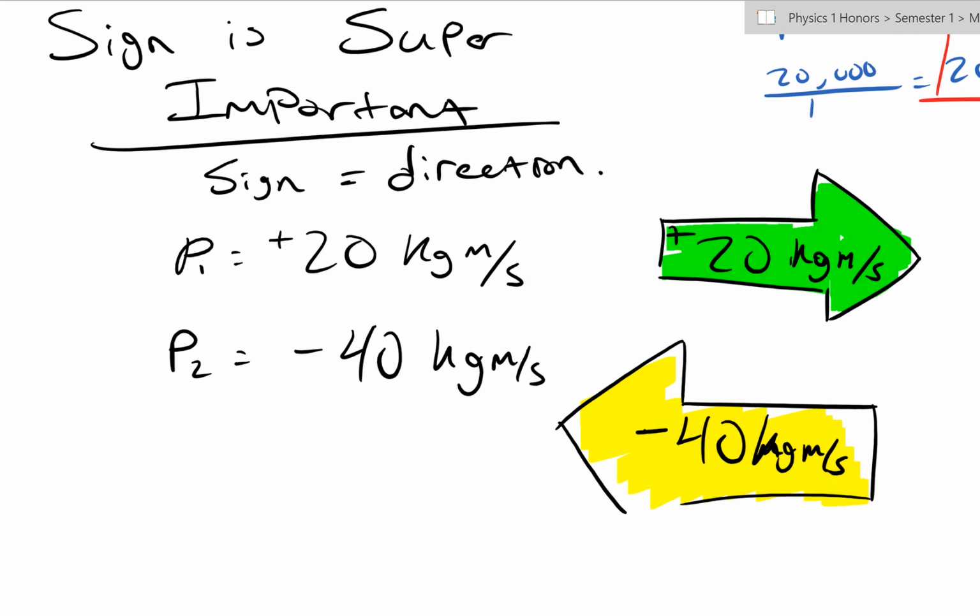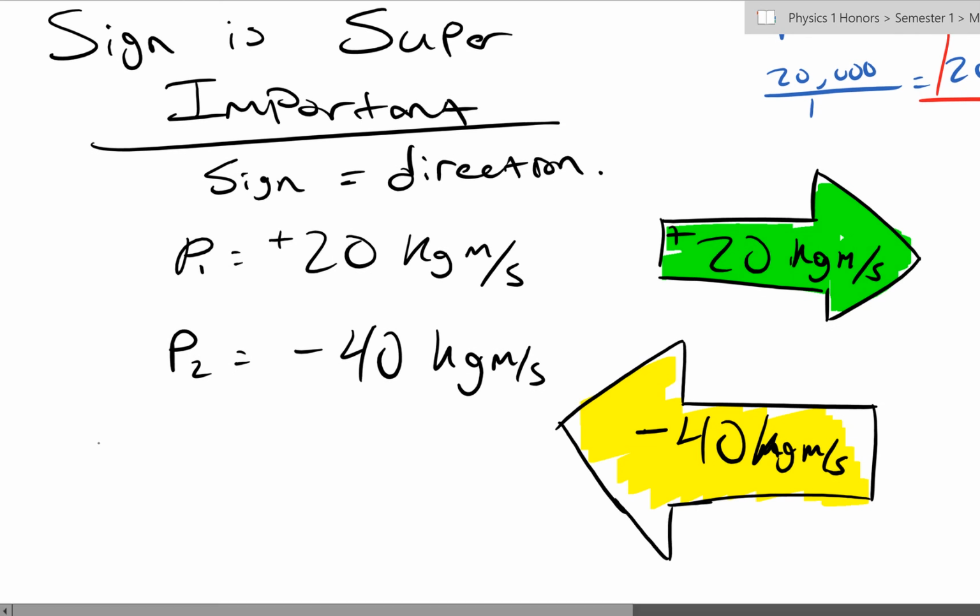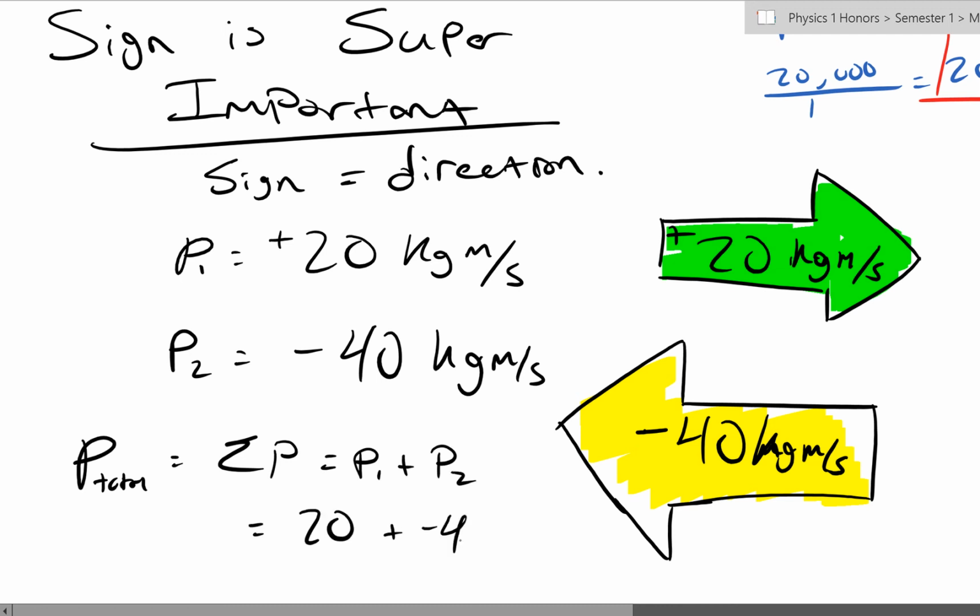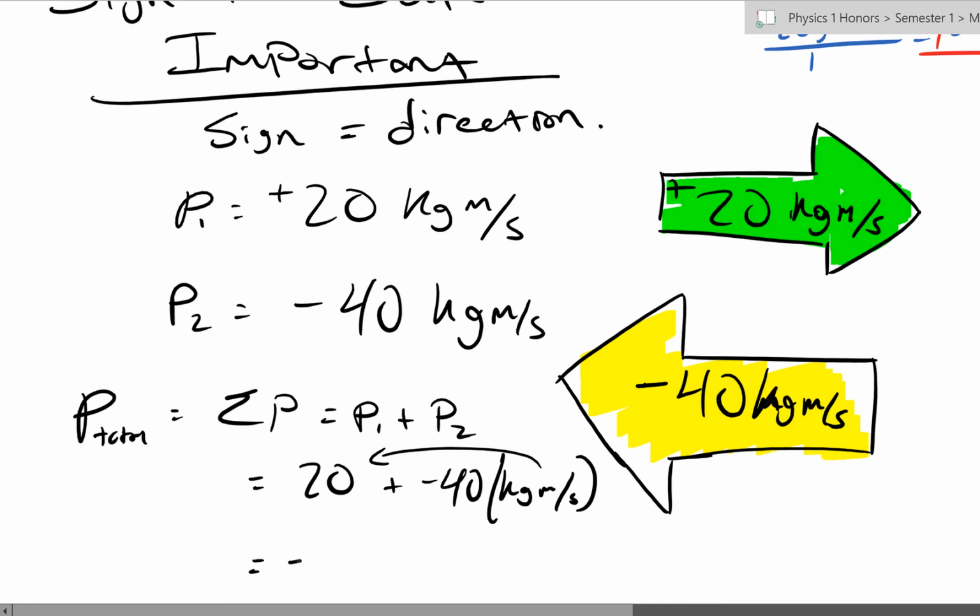They just add together. So in this case, we would have 20 plus negative 40, because our momentum total is equal to the sum of our different momentums. So in this case, momentum 1 plus momentum 2. So we end up with 20 plus negative 40, and our units are kilogram meters per second. I forgot to write it for this one. All right? We end up with negative 20 kilogram meters per second as our momentum total. And this is because momentum, whenever we add them all up, the sign determines the total momentum there.